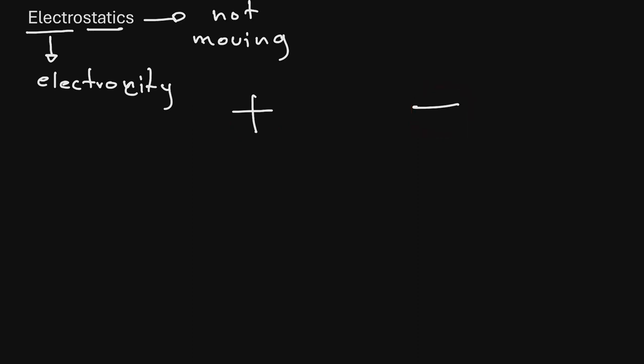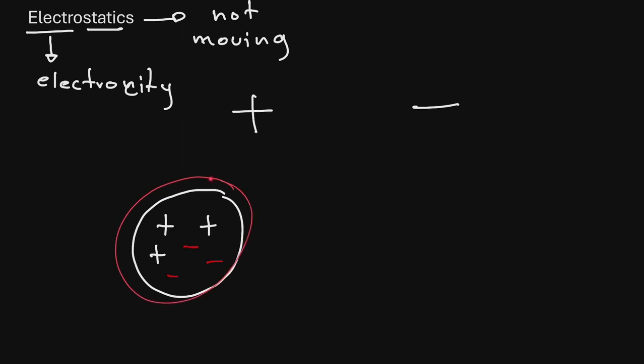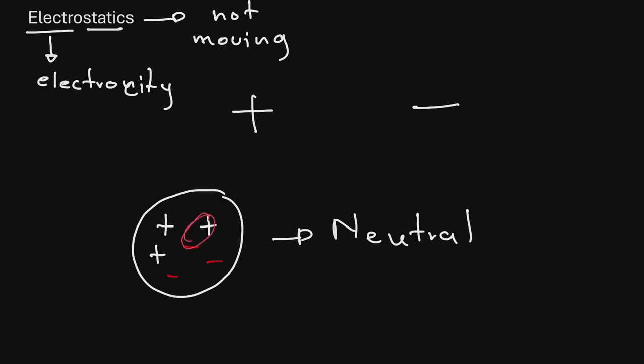If we have an object that has the same number of positive charges and negative charges, we are going to consider this object to be a neutral object. The reason is that one positive will cancel out one negative, and that will happen for all the positives and negatives. For the same number of positives and negatives, we are going to have zero net charge. Therefore, the object is not going to have any excess charge. So it's just going to be neutral.